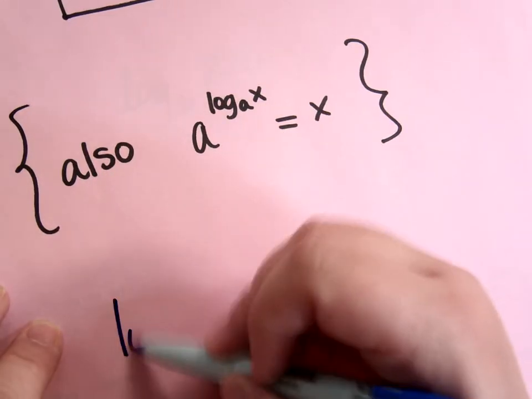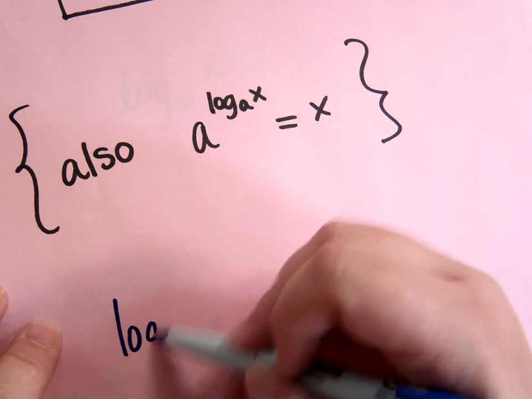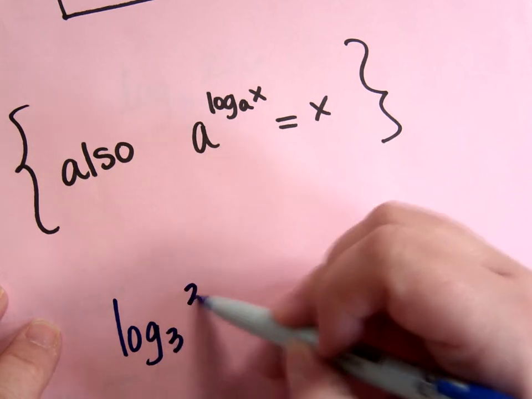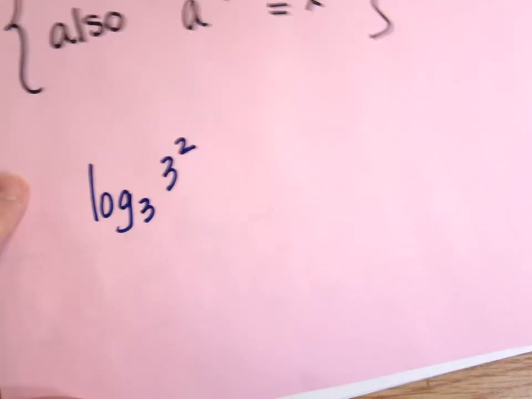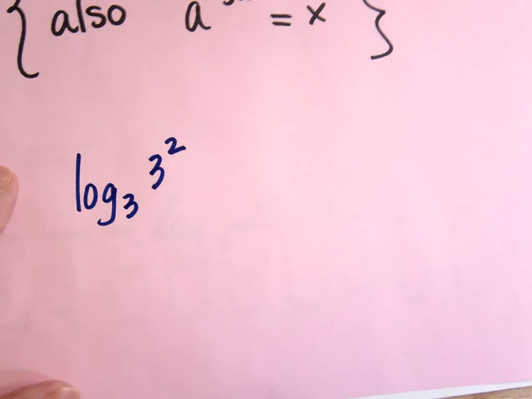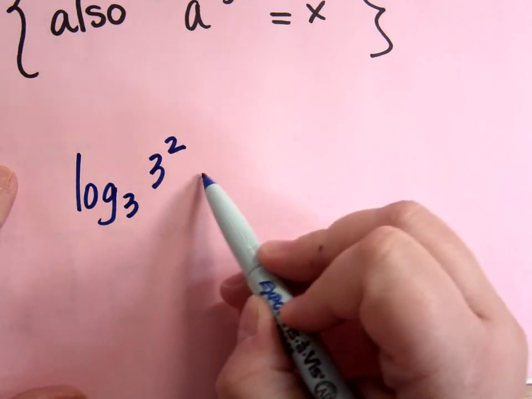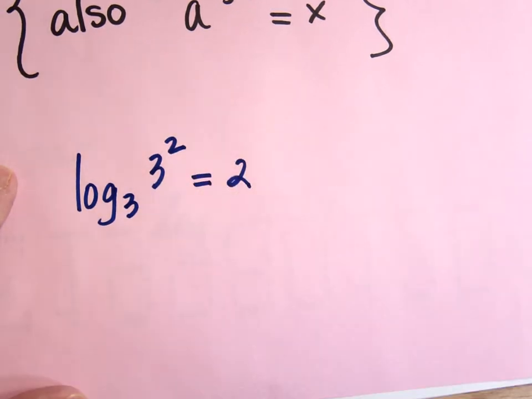So for instance, if I have log base 3 of 3 squared, that's just going to simplify. The whole thing is just going to become 2. That's it. It just becomes 2.